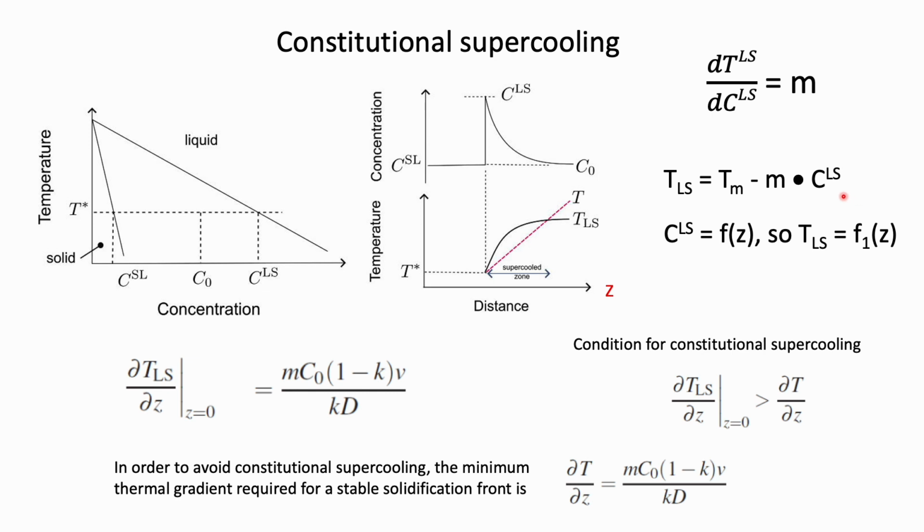As we discussed before, we have this figure showing the concentration change with distance, starting here at the 0 position, Z equals 0. This is the liquid phase side. How does the composition or concentration change in the liquid phase along the Z direction? C is a function of Z. And now we know TLS is a function of C. That's why we can replace C by a function of Z. Then you can get the temperature change with Z.